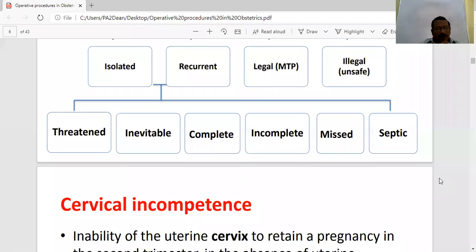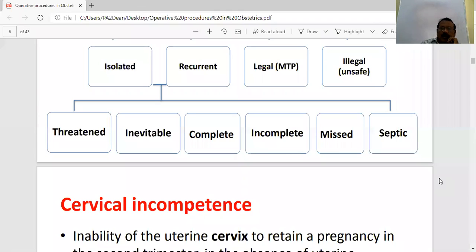Inevitable abortion: in spite of our treatment, the abortion will not stop. The cervix will be completely dilated and the products of conception will start coming out. On scanning, the fetal heart will be absent and the products of conception will be inside the uterus or in the process of expulsion. In complete abortion, the entire products of conception come out and the uterus will be almost empty, though placental bits may be seen inside. In incomplete abortion, part of the products come out, the height of the uterus will be less than the period of gestation, and the products of conception can be felt through the cervix.